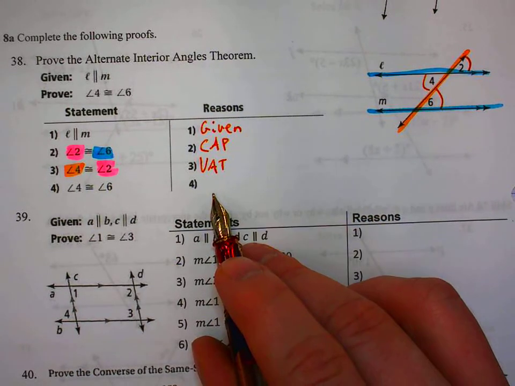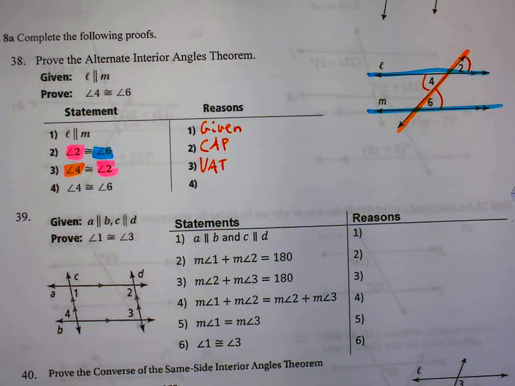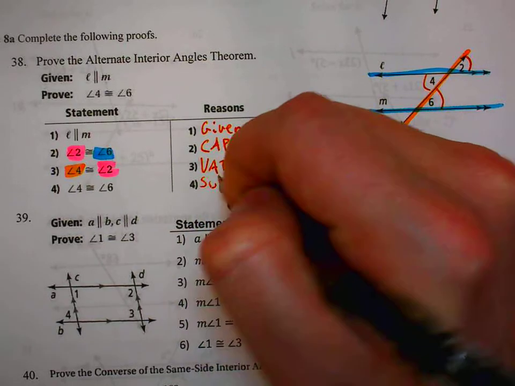There's two possible justifications I could give. I could either say the substitution property of congruence or the transitive property of congruence. I'm a substitution guy, so I'm going to say substitution, which I'm going to abbreviate sub.